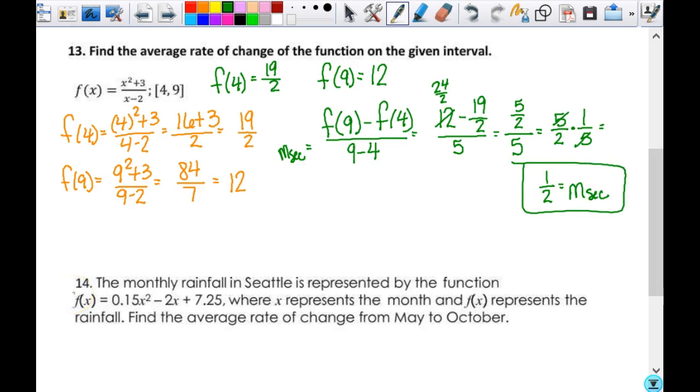Please notice that at no time did I make 19 over 2 into a decimal. These basic fraction skills are hugely important for you. Don't let this be a roadblock to you understanding the pre-cal behind it, because the pre-cal is really just Algebra 1 with some different words.